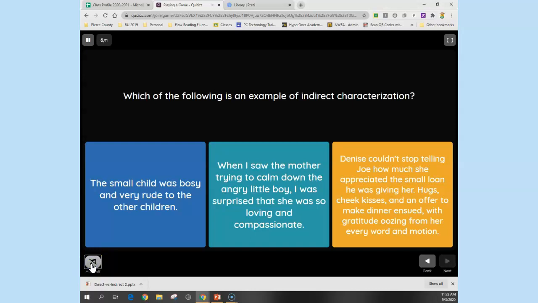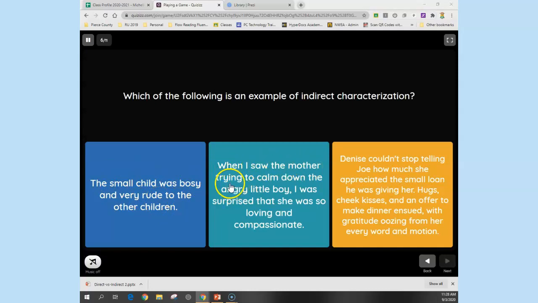All right, let's talk through this. So we're looking for one that does not have an adjective given. The small child was bossy and very rude to the other children. Well, I know this small child was, here's an adjective, bossy and rude. So I've been given the adjectives here. I didn't have to guess. So that's direct characterization. So that wouldn't be the answer.